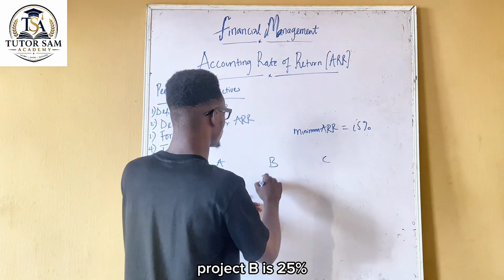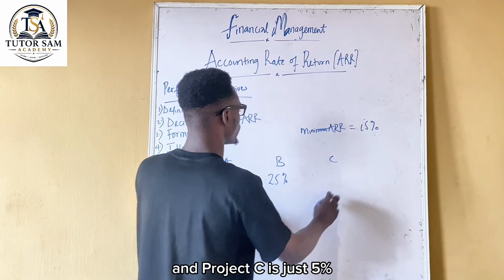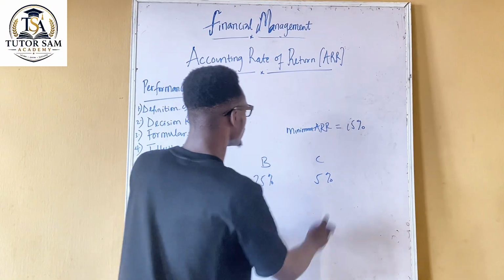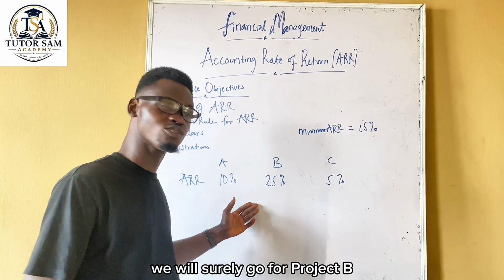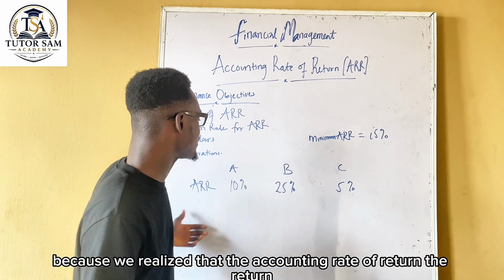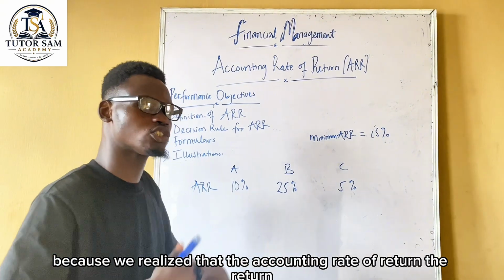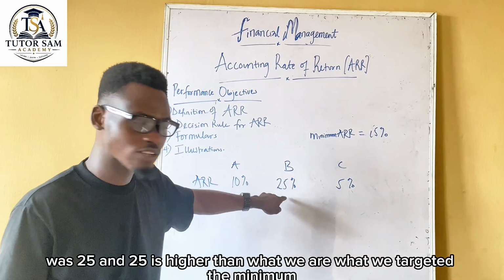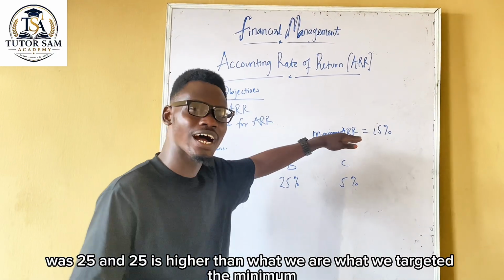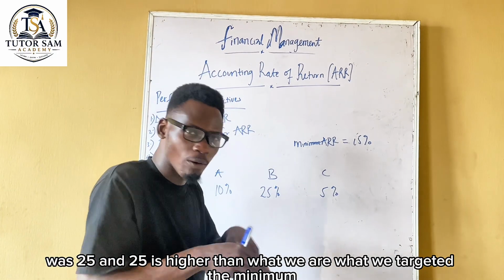Project B is 25%. And project C is just 5%. So the question is, which one of these should you go for? Obviously, we will surely go for project B because we realize that the accounting rate of return generated after the calculation was 25%, and 25% is higher than what we targeted, the minimum ARR.